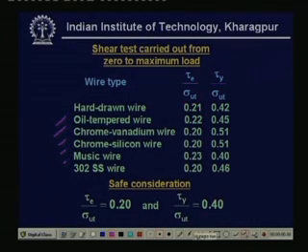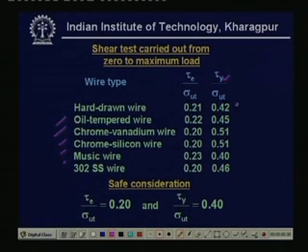You get that tau yield point by tau ultimate is 0.21 for hard drawn wire, for oil tempered wire it is 0.22, chrome vanadium 0.20, chrome silicon 0.20, music wire 0.23, and 303 stainless steel wire it is 0.20. And correspondingly, if you want to find the yield point value, these are the constants: 0.42, 0.45, 0.51, etcetera.